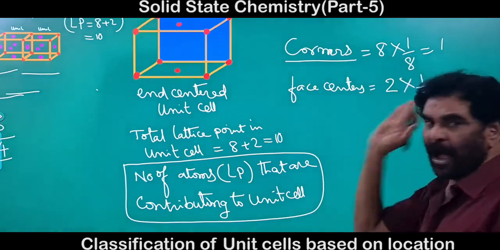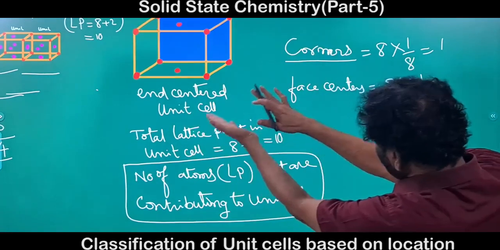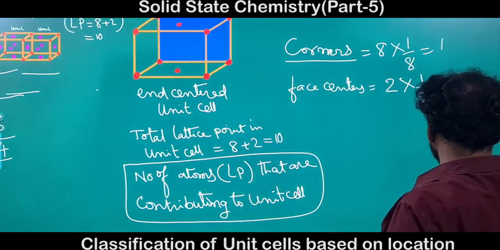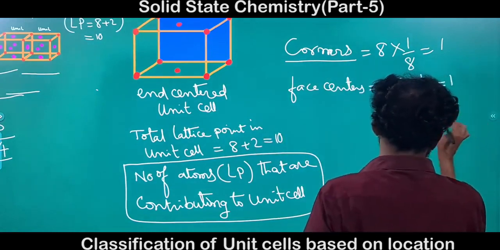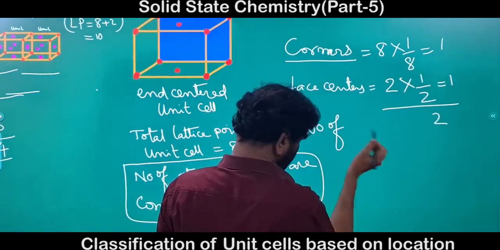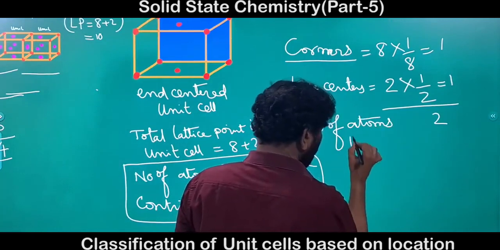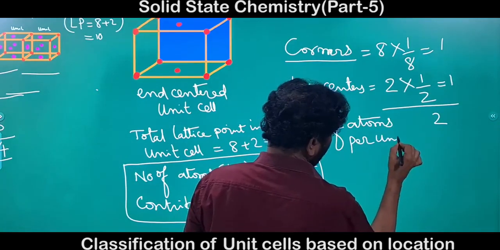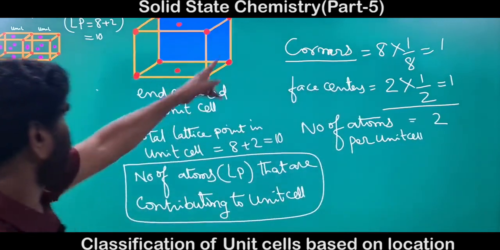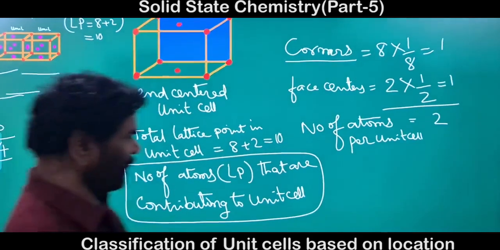The face is common for 2 unit cells. So one ball is there, half of it is in this box and half of it in that box. That equals 1. So the total is 2 atoms or lattice points per unit cell.